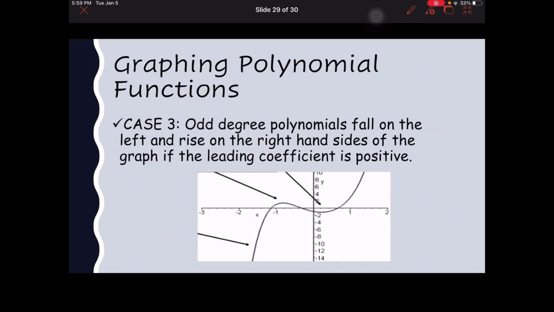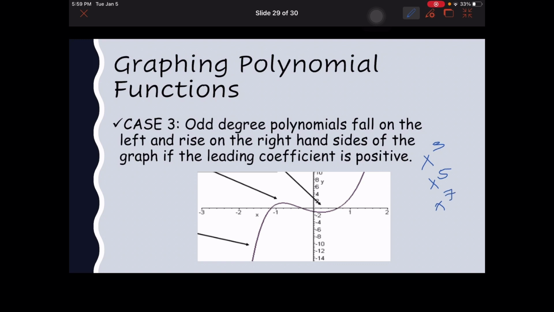And then, for case number 3, odd degree polynomials naman po tayo. So, ano-ano yung mga odd degree polynomials? X raised to 3, x raised to 5, x raised to 7. So, ano naman daw ang behavior ng left and right hand side? So, odd degree polynomials fall on the left and rise on the right hand if the leading coefficient is positive. So, again, odd degree polynomials fall on the left. So, pabagsak siya on the left and rise on the right. Pataas siya sa right hand. Okay? If the leading coefficient is positive.